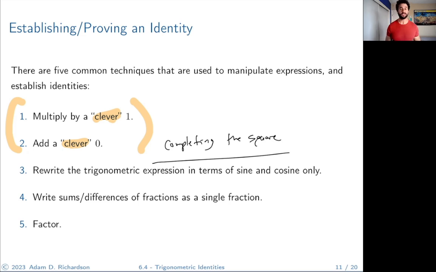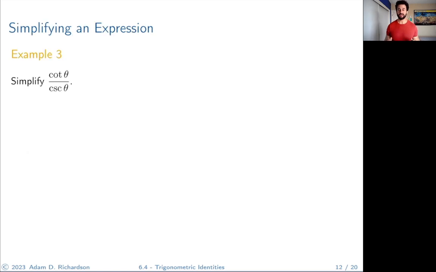Okay, so enough of that. Let's do some examples. Let's just start with something basic. Let's simplify the expression cotangent theta over cosecant theta.